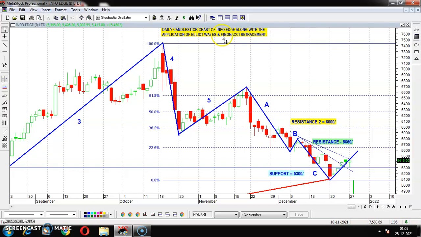This is a daily candlestick chart of InfoEdge. So Info Edge is very strong as far as the technical part is concerned. If the Elliott wave moves in a 5:3 ratio pattern, then the price may go to more than 6,600. I mean, definitely it should cross 61.8%.